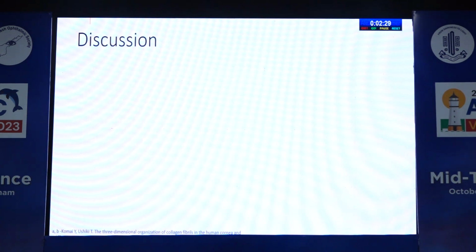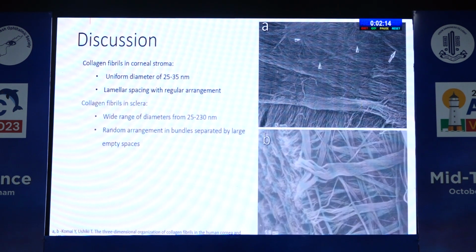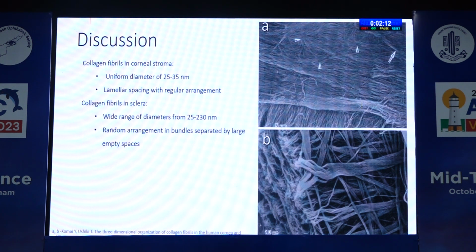To discuss the possible cause and why it was localized, we need to know about the anatomy of the cornea and the sclera. The collagen fibrils in the corneal stroma have a uniform diameter of 25 to 35 nanometers and they are arranged regularly in a lamellar pattern. Whereas in the sclera, they have a wide range of diameters, ranging from 25 to 230 nanometers, and they have a random arrangement in bundles and are separated by large empty spaces.